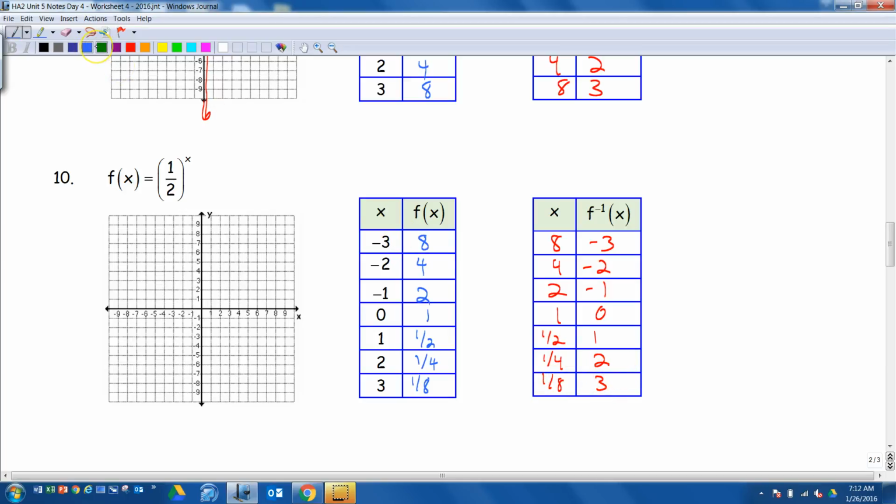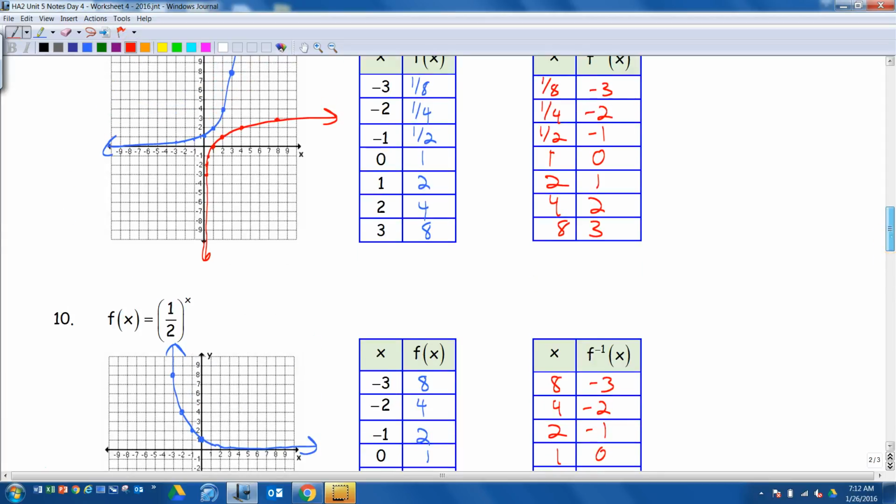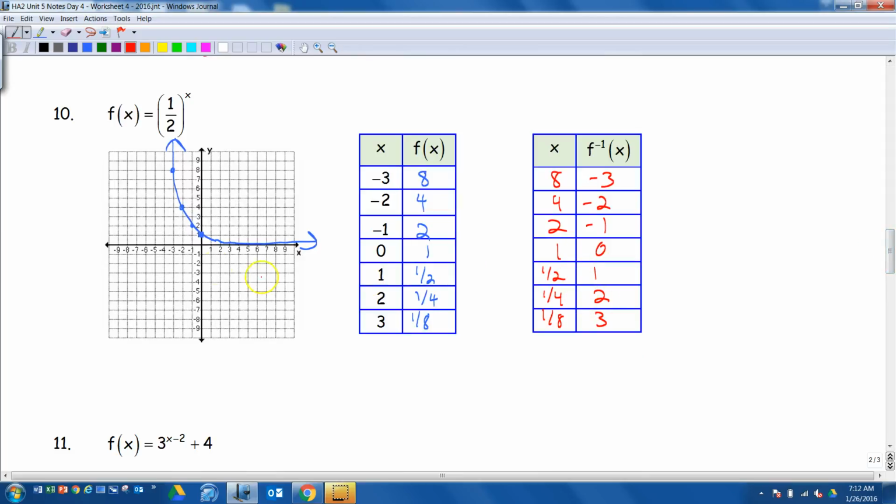All right, let me graph the original in blue. So negative 3, 8 is up here, negative 2, 4, negative 1, 2, 0, 1, and then 1/2, 1/4, 1/8. So it's just the decay form of 2. So there's that. Also note on the first one, by the way, that is a reflection over the line y equals x.